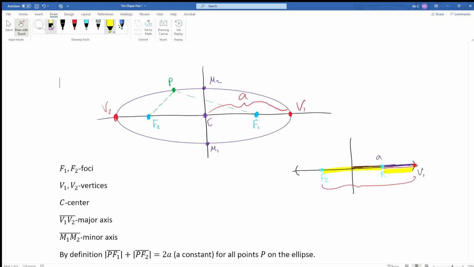But that distance from F1 to the vertex is the same as the distance over here on the left side from F2 to the leftmost vertex. So the total sum of all of those parts is going to be 2a. Right, the distance from here and the distance from here. Hopefully that's clear.